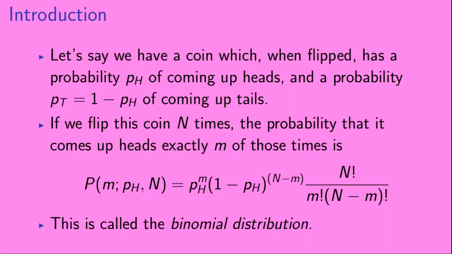So let's say we have a coin which, when flipped, has a probability pH of coming up heads and a probability pT, which equals 1 minus pH, of coming up tails. If we flip this coin n times, the probability that it comes up heads exactly m of those times is something that we will write as p of m given pH and n, and it equals pH to the m power, 1 minus pH to the n minus m power, times n factorial over m factorial times n minus m factorial. This is called the binomial distribution.